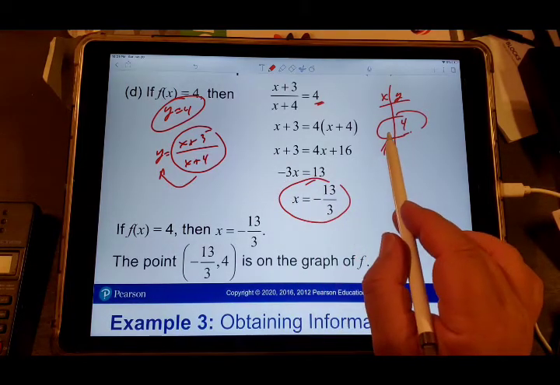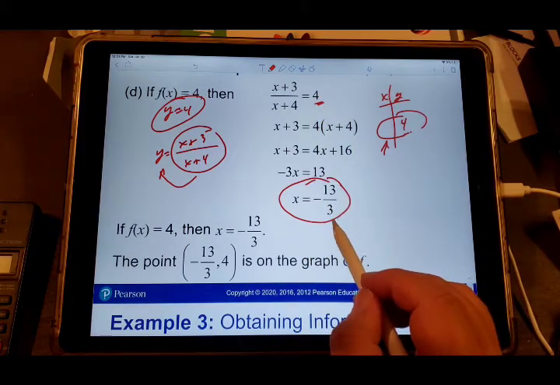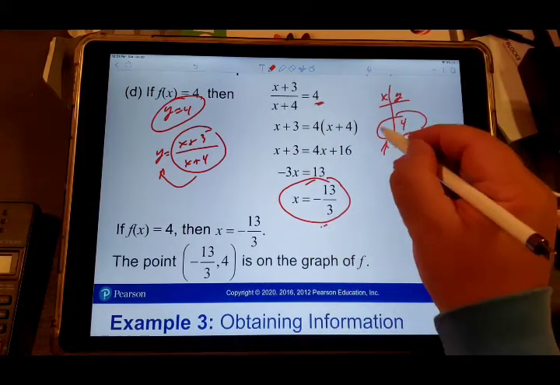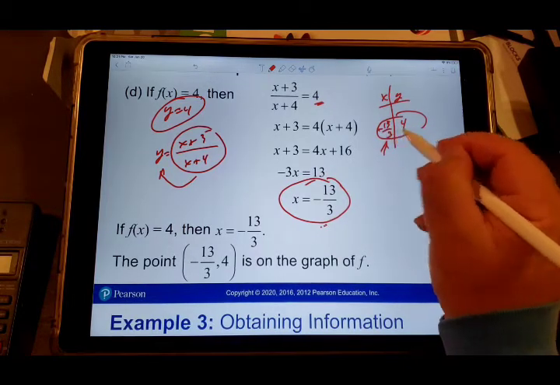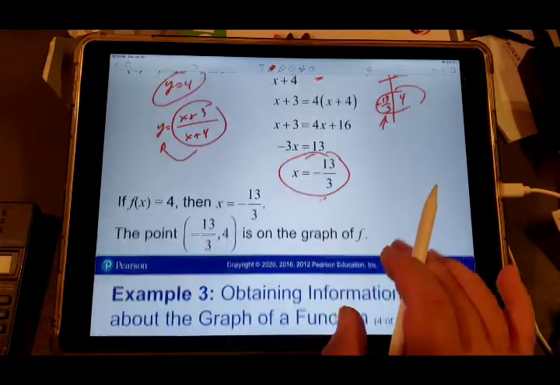So when you have a choice, you're supposed to pick x, but when they pick y, you've got to solve for x. All right, so we find out it is negative 13 over 3. In other words, if I did put in negative 13 over 3, I would get 4.